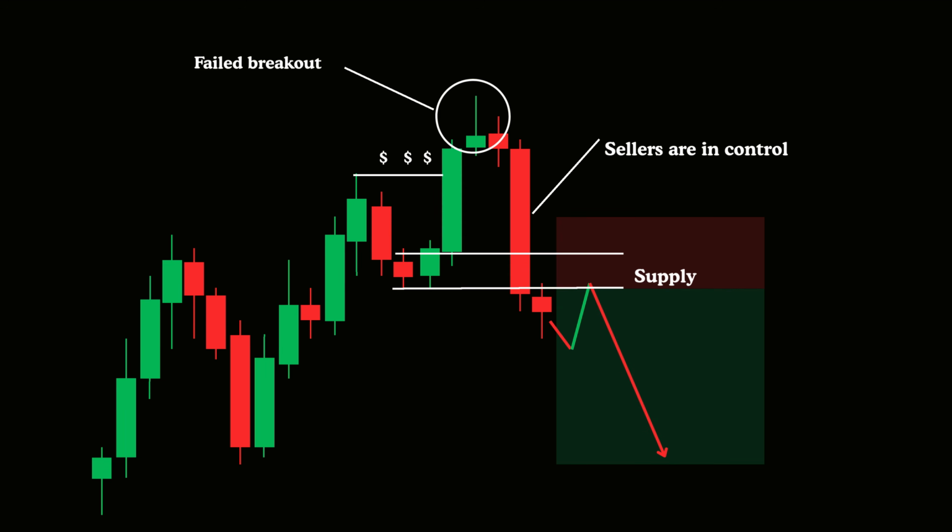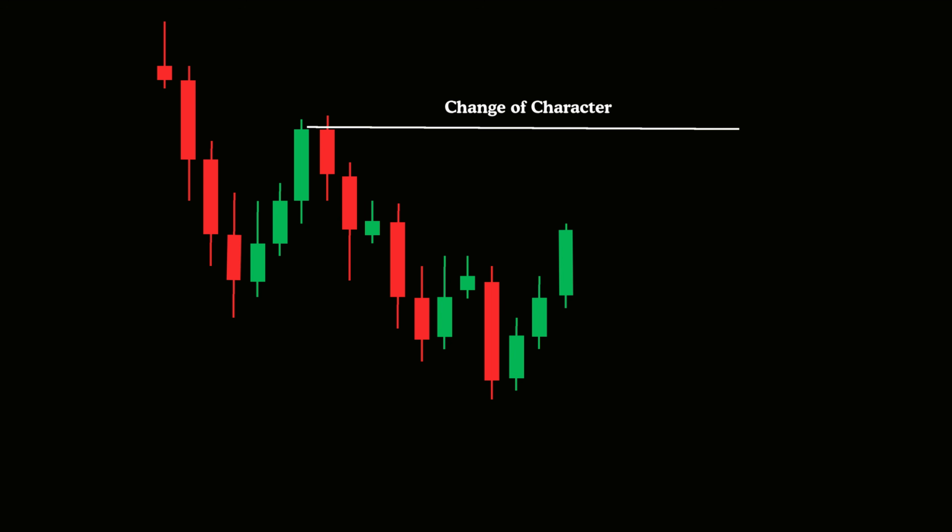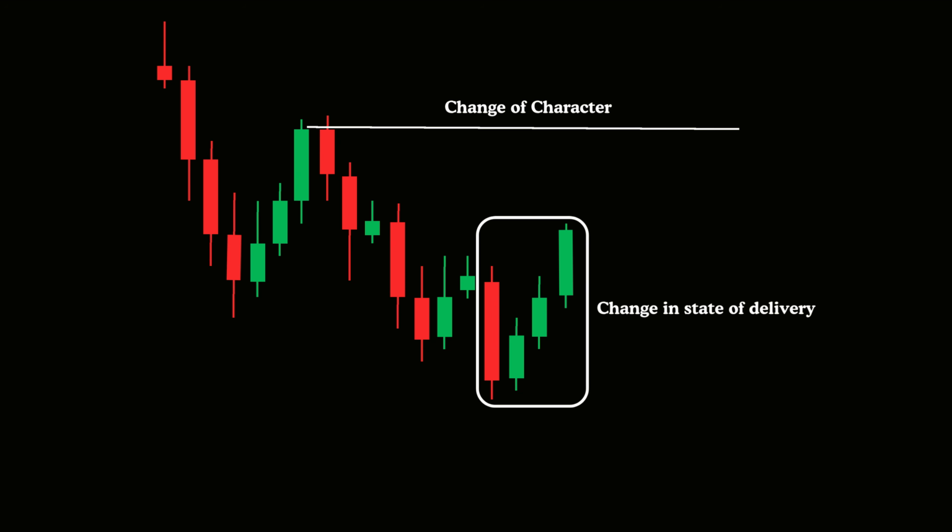It's worth noting that although CISD and change of character, CHOCH, seem alike, they serve slightly different purposes. CHOCH is based on breaking well-defined structural levels and indicates a shift in trend over time. CISD is more about catching a sudden loss of momentum, which can hint at a reversal even earlier than a typical CHOCH. That said, not every CISD setup is trade-worthy.